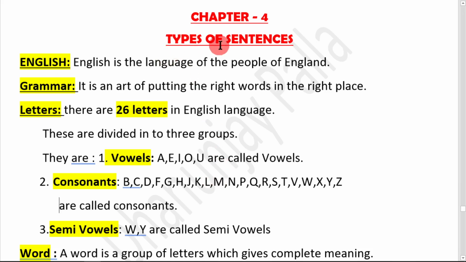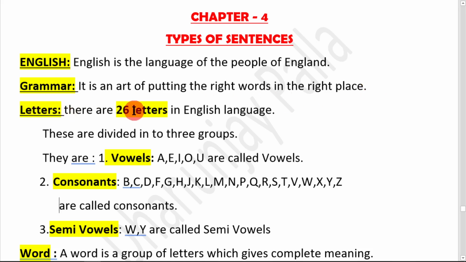Before I explain types of sentences, we have to know about the English language. How was the English language formed? English is the language of the people of England. English comes from England. Grammar is an art of putting the right words in the right place. We have to use the words grammatically in a sentence, so that it becomes a complete idea. It gives the full meaning.